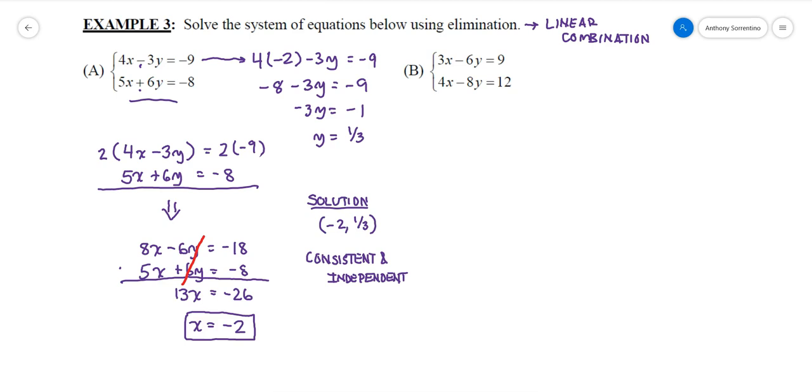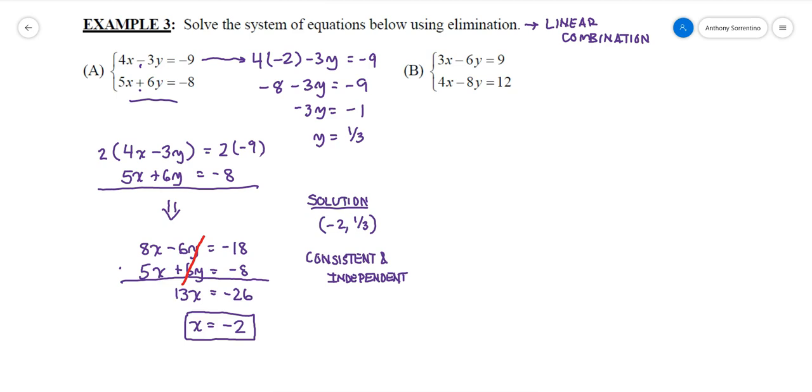What I chose to do is essentially I chose to eliminate the x's. So the first number that both 3 and 4 can go into, the least common multiple between the two, is 12. So I like to get a 12x in front of each one of them, and one of them I like to be negative. So I chose the bottom equation for that to happen.